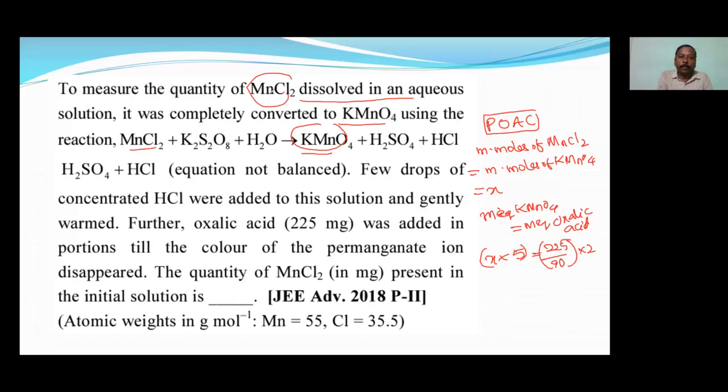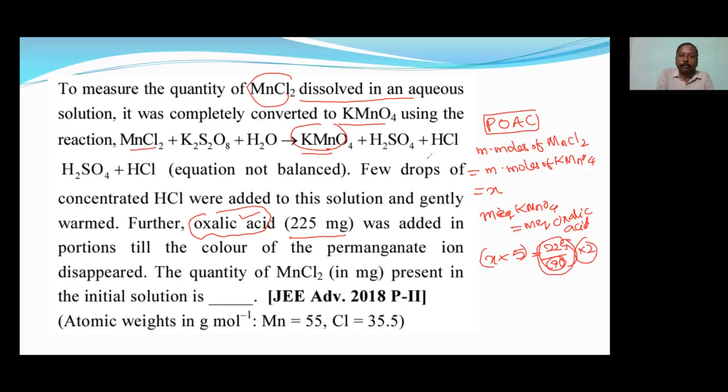Okay, here MnCl2 is converted to KMnO4, and how much KMnO4 is formed is identified with the help of the oxalic acid. Already 225 mg is given. Oxalic acid mass is 90, since here it is plain, not dihydrate, which is why we took 126 earlier. Its equivalent factor will be 2. So moles times 2 gives the milliequivalents.